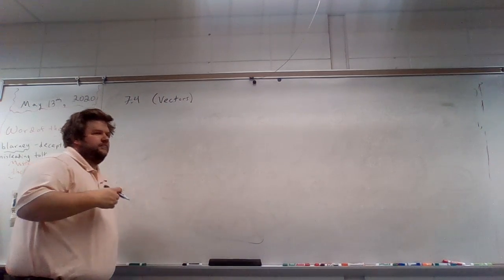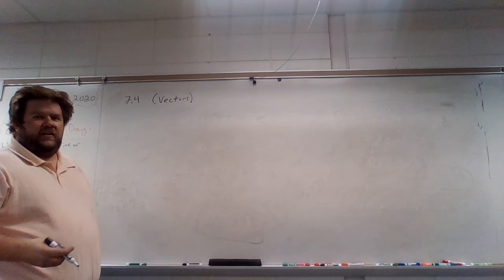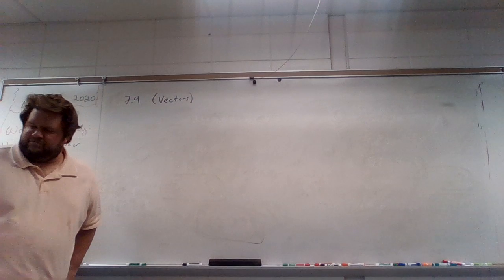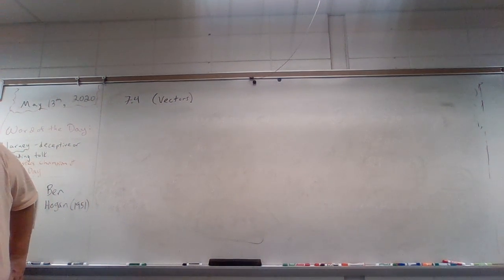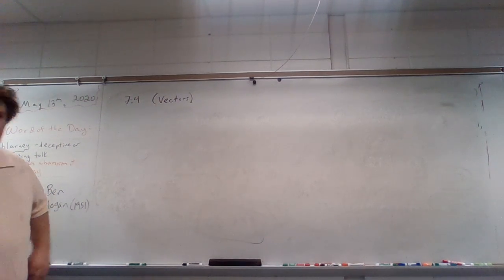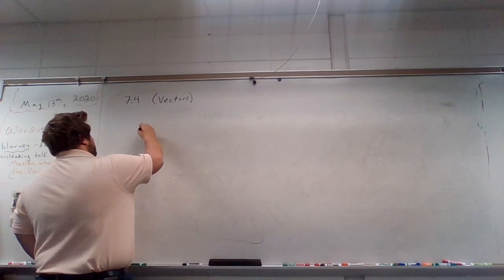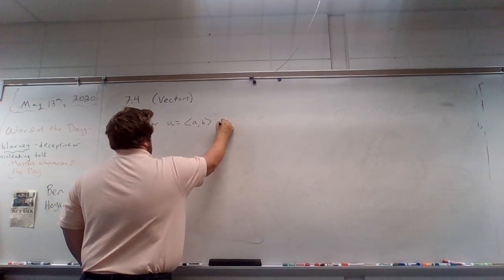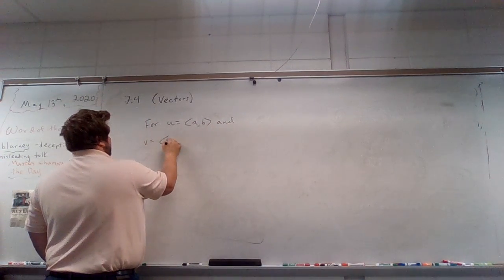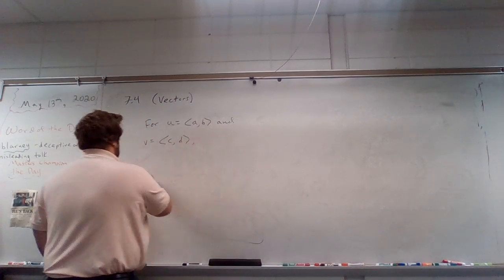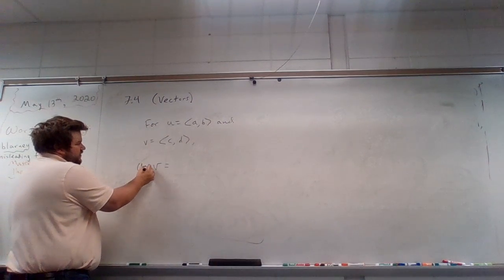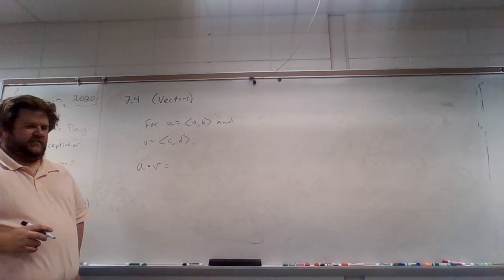Okay, so how do I find the dot product? There's a computation, and then there's a further additional formula. Let me show you how I would compute it. For vectors U equal to AB and V equal to CD, our vector U dot V, and this little dot is a dot product symbol.